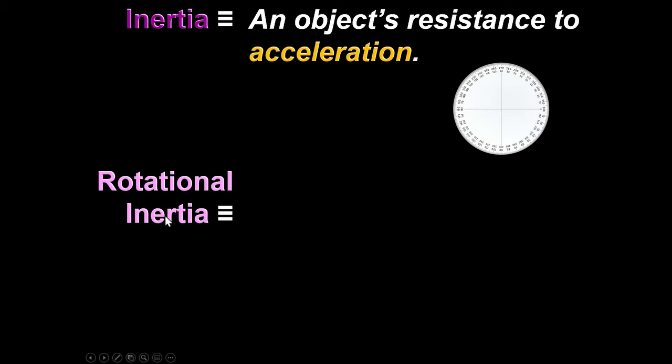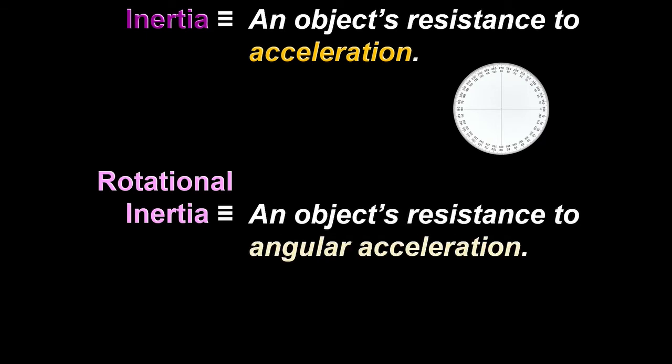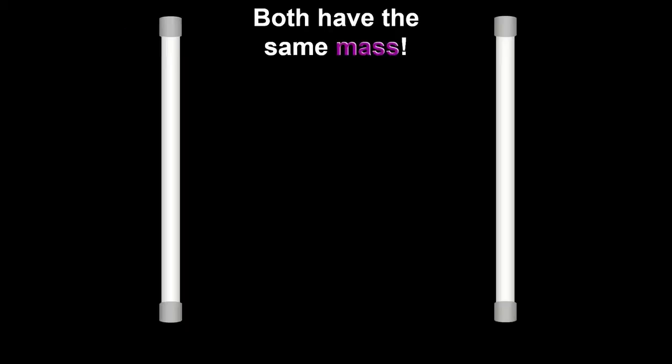Similarly, rotational inertia is also going to be an object's resistance to acceleration, but it's a different kind of acceleration. It's an object's resistance to angular acceleration. So if we had this object here and we put a force that would cause it to rotate, it's going to resist rotating, and that would either resist rotating faster, rotating slower, or rotating in a different direction, all of which would be a rotational inertia or moment of inertia.